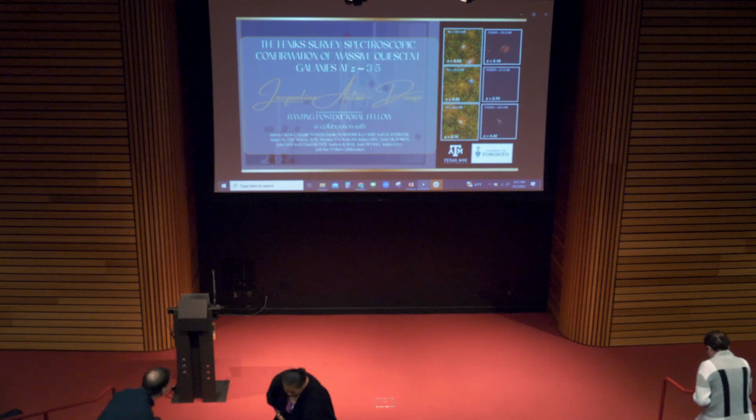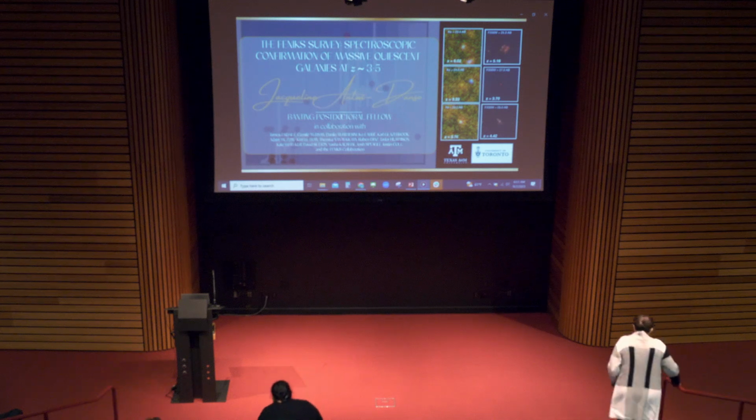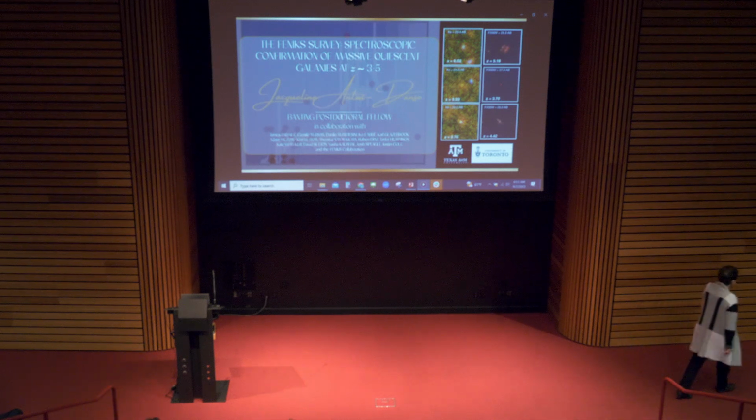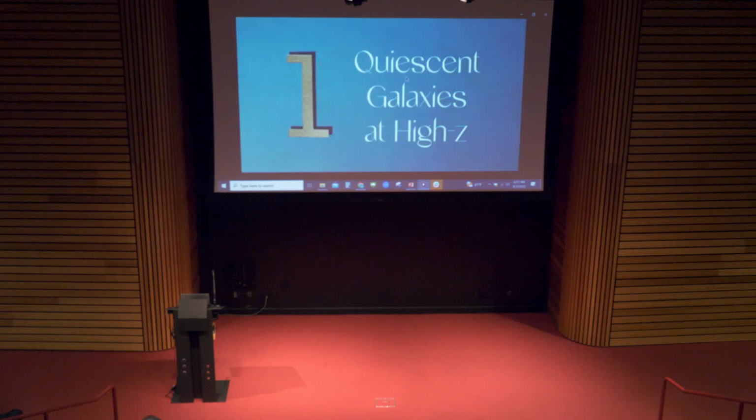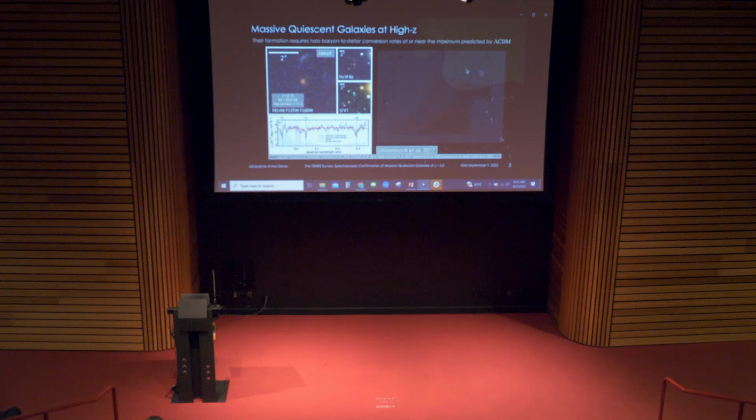I'll be talking about massive galaxies at high redshift, which have received a lot of attention recently, and specifically about the quiescent population at redshift 3 to 6. Massive quiescent galaxies at high redshift are very different from their counterparts in the local universe.